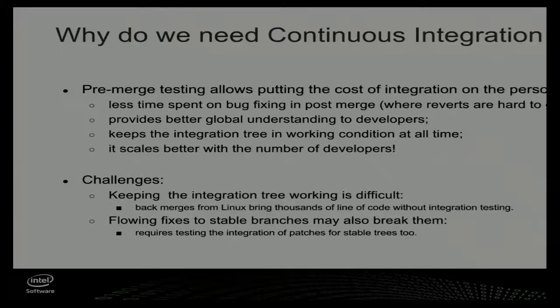So why do we need continuous integration? When you've got that many developers, like 1,500, working on different parts of the kernel, a developer at some point is going to be changing the memory subsystem, and it's going to affect in very weird ways other parts of the kernel, for instance, graphics.